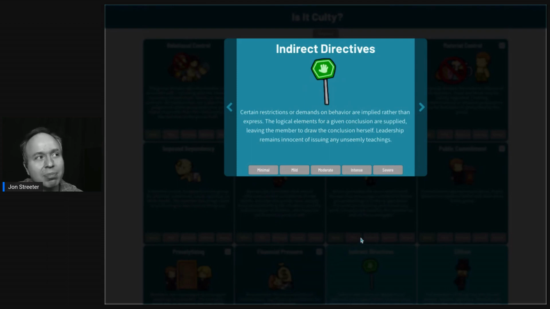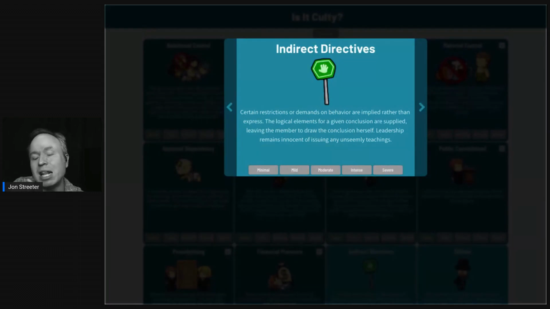Indirect directives. This one's complicated. It says certain restrictions or demands on behavior are implied rather than expressed. Logical elements for a given conclusion are supplied, leaving the member to draw the conclusion themselves. Leadership remains innocent of issuing any unseemly teachings. Now, that's a complicated way of describing what happens when, in certain groups, particularly if they have controversial types of teachings or rituals, they may say, you don't have to do this. You have your own free choice. Of course, we know what happens to people who don't do this, but you're free to choose.